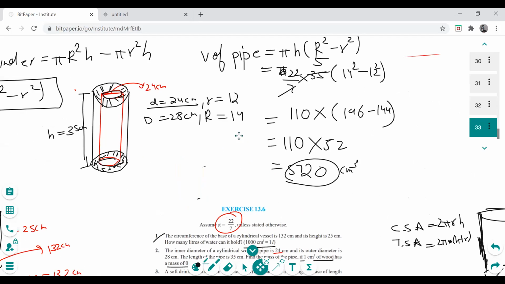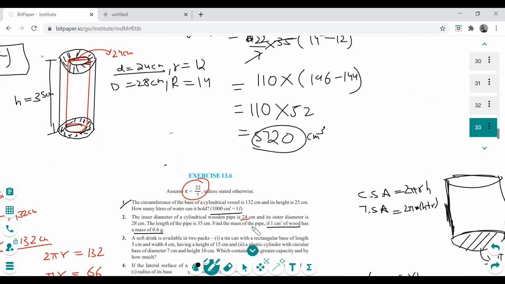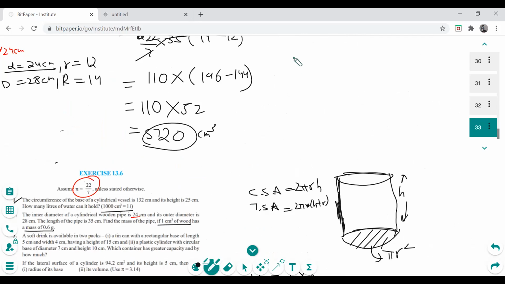Now the question says to find the mass of the pipe if 1 centimeter cube of wood has a mass of this. So we need to find the mass. They have said that 1 centimeter cube is 0.6 gram, so tell me for this much. Quickly multiply and tell me the answer.